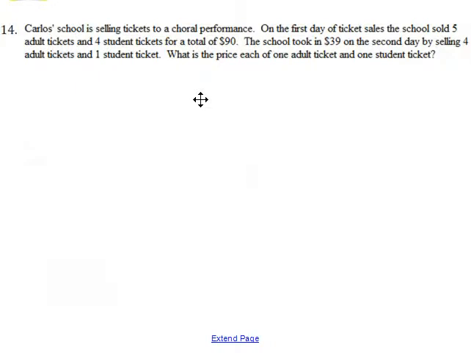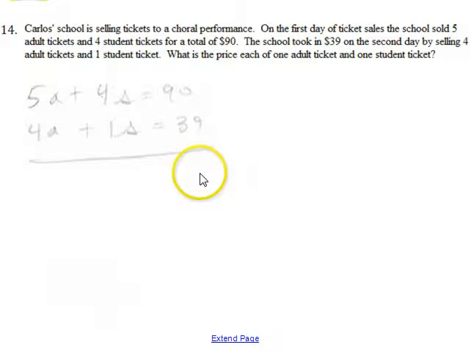Okay, I'm going to assume that you've done that. I came up with this. $5 times the adult tickets plus $4 times the student tickets made $90. Again, remember from an earlier video lesson, standard form works well when you have 2 pieces that add to make a total budget, and this total was $90. Well, here's the second equation, the $39 day.